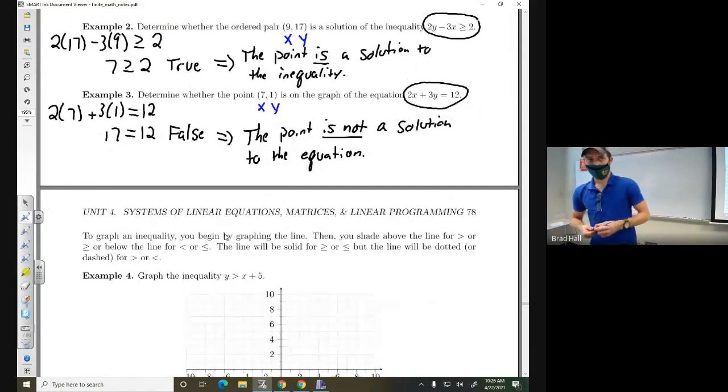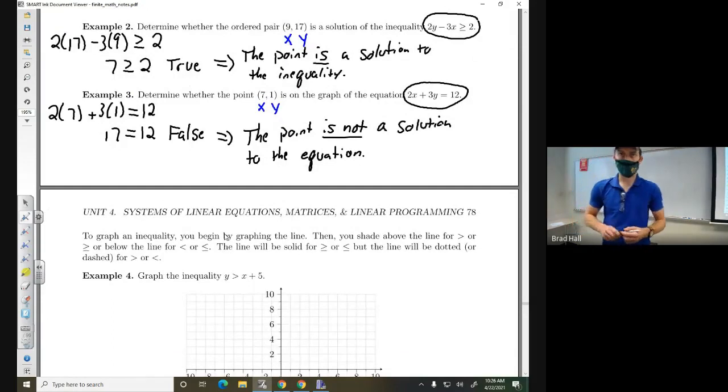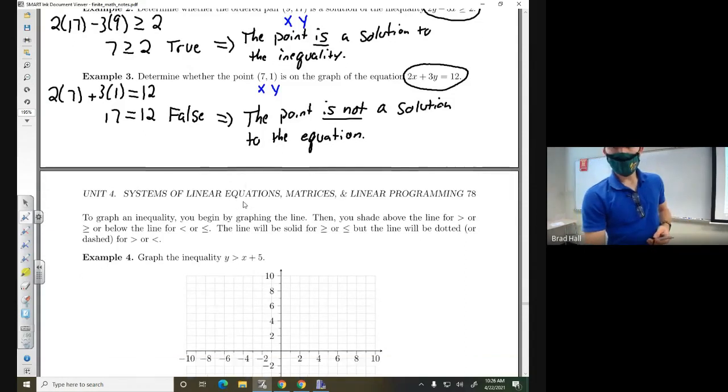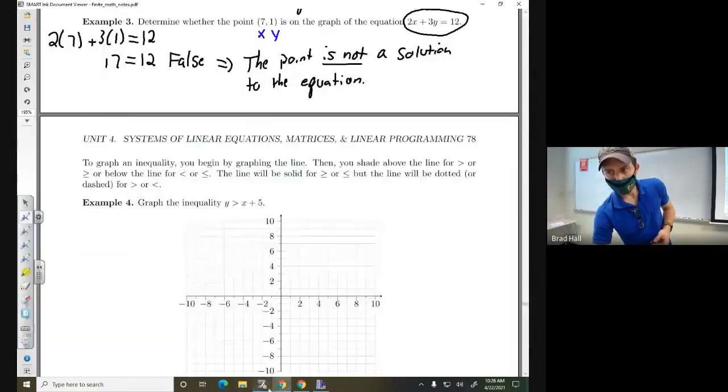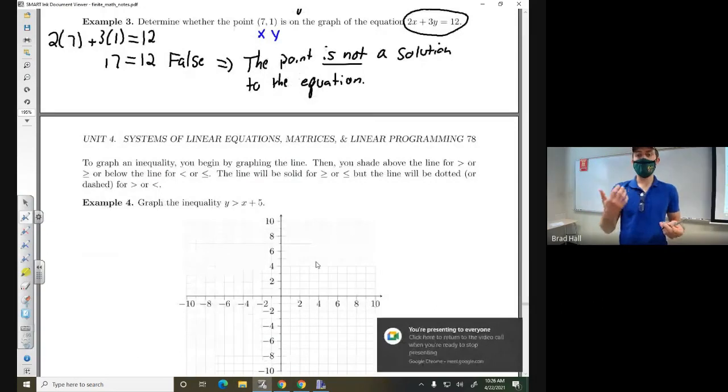Does anyone have any questions before we move on? If not, let's move on to graphing inequalities.